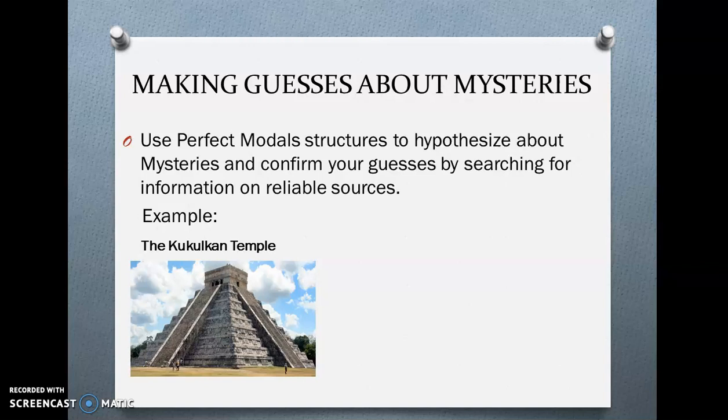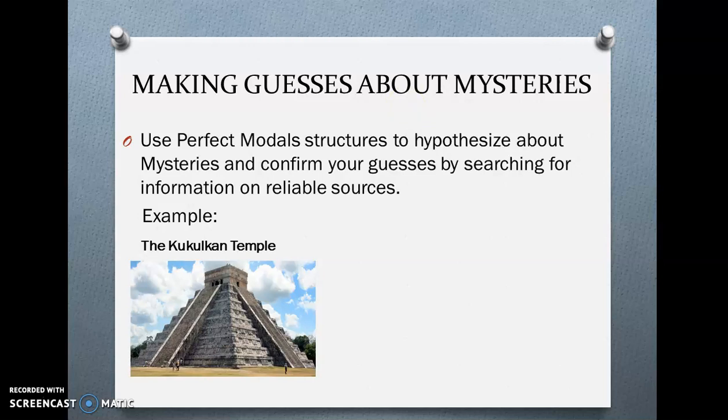Okay, let's continue with the second topic. So, making guesses about mysteries. As I told you before, the idea right here is to use some grammar to produce orally or in writing. So let's check the instruction. Use perfect modal structures to hypothesize about mysteries and confirm. Very important, look, your guesses by searching for information on reliable sources.